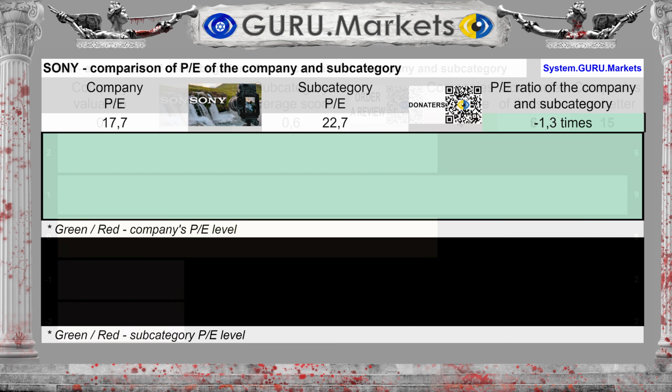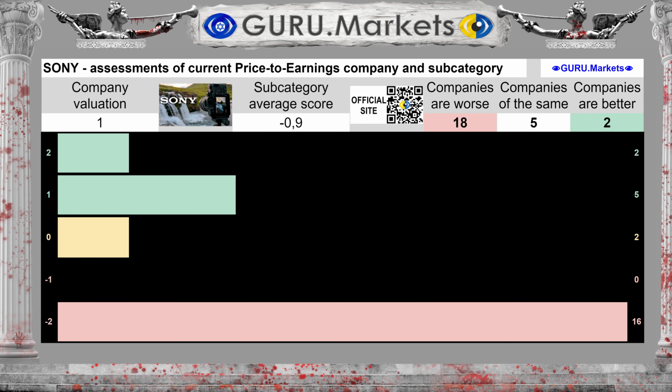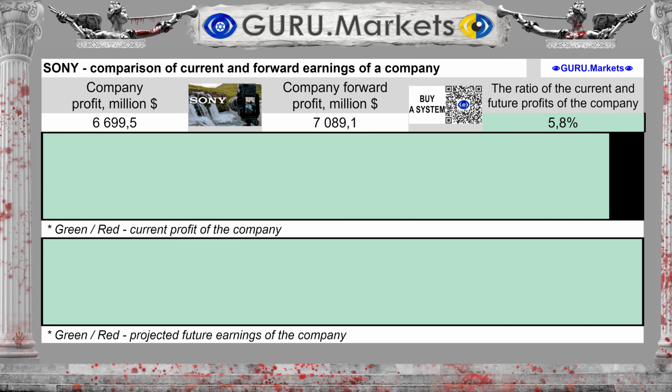The company's market value to earnings ratio is 17.7, while the average in the subcategory is 22.7, which is 22% lower than the average in the subcategory. Assessment of market price to earnings ratios in comparison with subcategory companies: Good, 1 point.